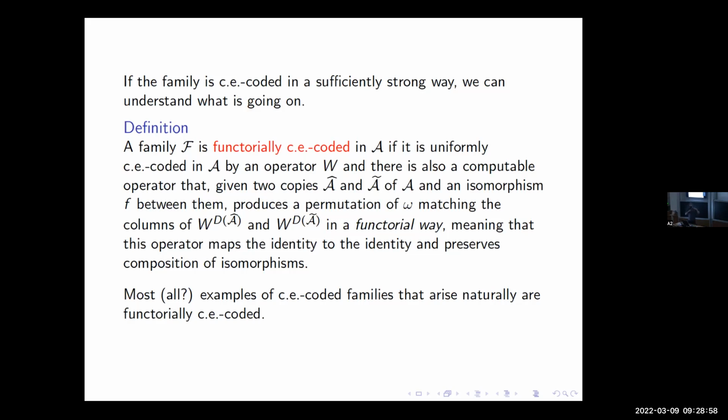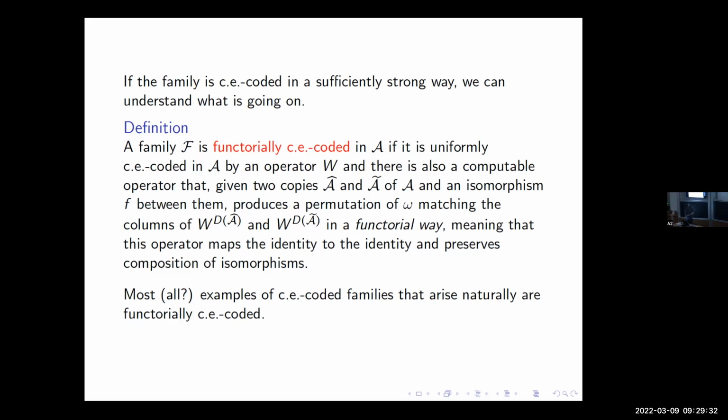So CE coded means from every copy, you compute an enumeration. So you have different copies that compute different enumerations. And what should happen is if you have an isomorphism between two different copies of the structure, you should get essentially an isomorphism between the two different copies of the enumerations. What's an isomorphism of families? It's just a rearrangement of the sets, right? So from any two copies, you compute enumerations. From an isomorphism, you can figure out the permutation that rearranges the family into the other family.